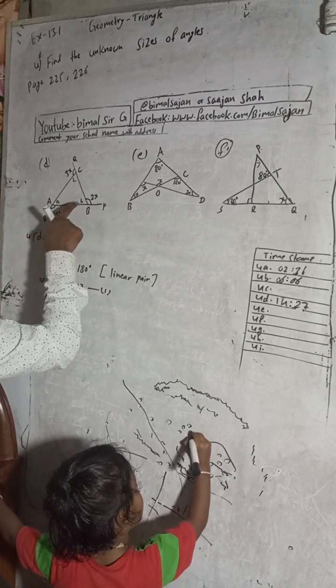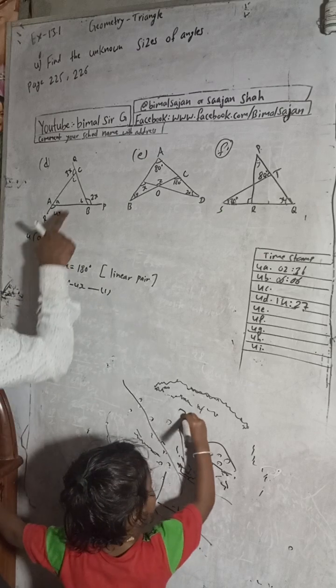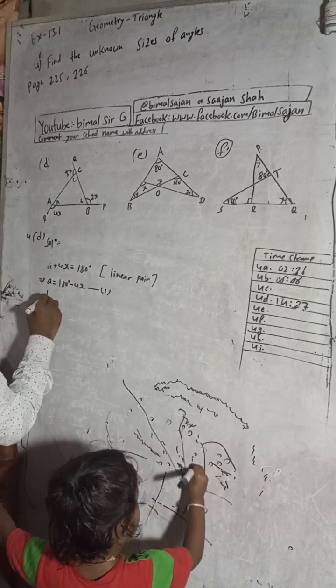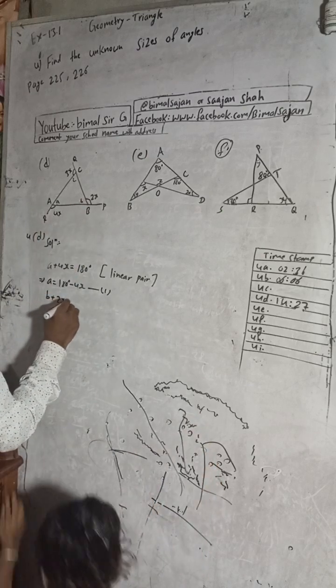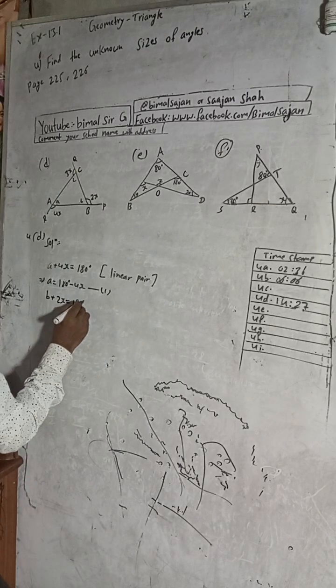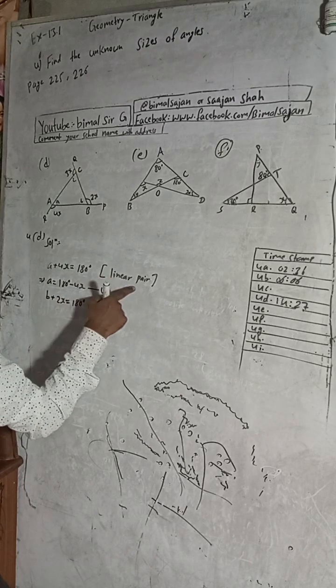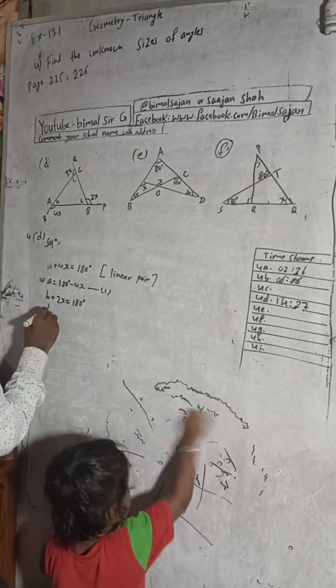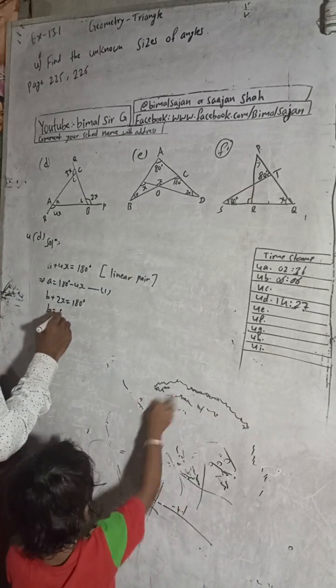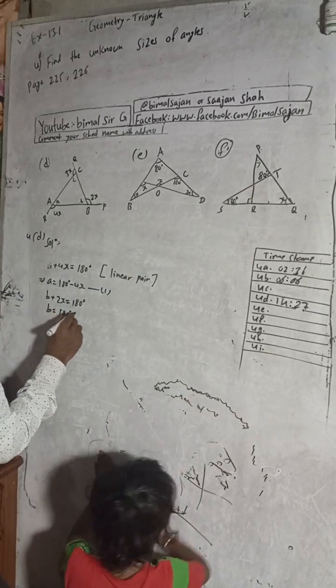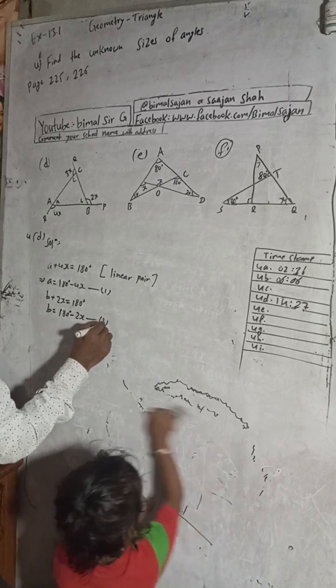Now, B plus 2x is equal to 180 degrees, same reason, linear pair. So B is equal to 180 degrees minus 2x. This is our equation 2.